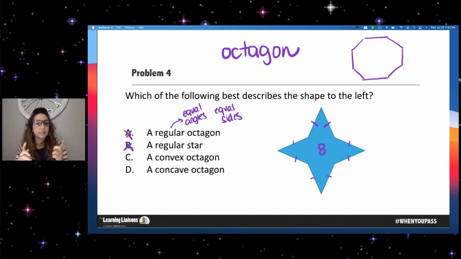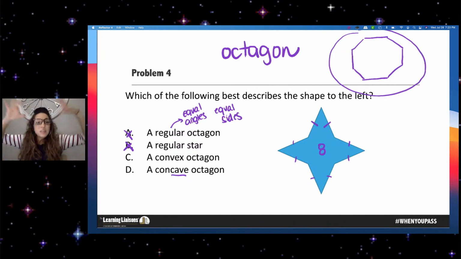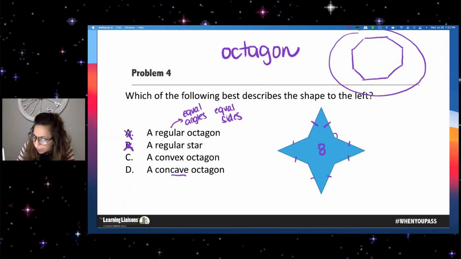What do we know about convex and concave? Convex is going to be a shape that looks like a balloon. It's been blown out. A concave shape has caves in it. That's how I remember it. A concave shape has caves that a bear can hide in. There's my elementary teacher coming out. So a concave shape has caves that a bear can hide in. This shape has no caves. It's blown out like a balloon, which is a convex shape. This shape has caves in here, right here, right here, right here, and right here. So this is going to be a concave octagon.